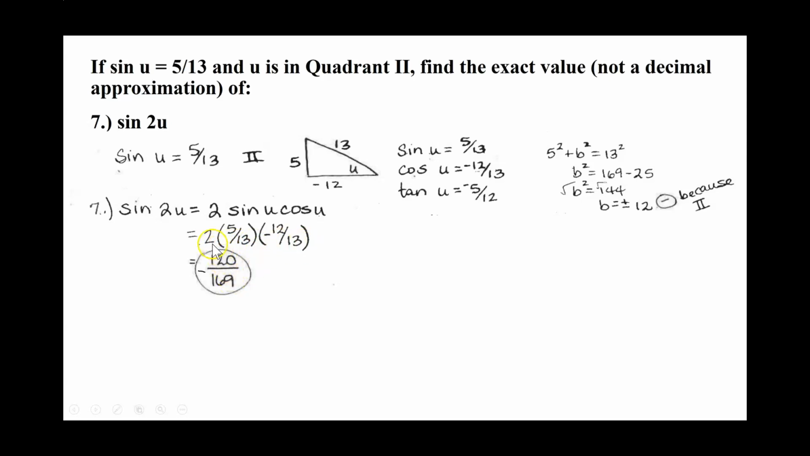Now, something to be careful of here, this 2 is over 1. That 2 does not get multiplied by that 13. That 2 is over 1, so it's 1 times 13, giving us the 169.